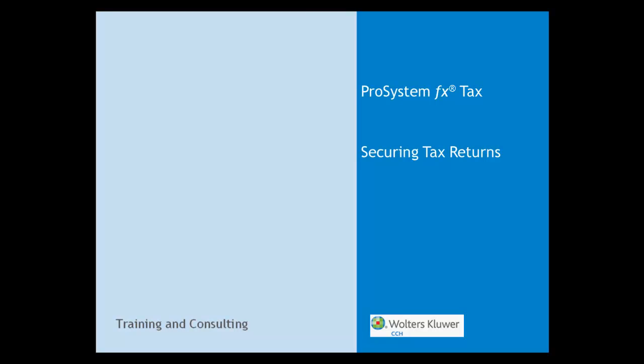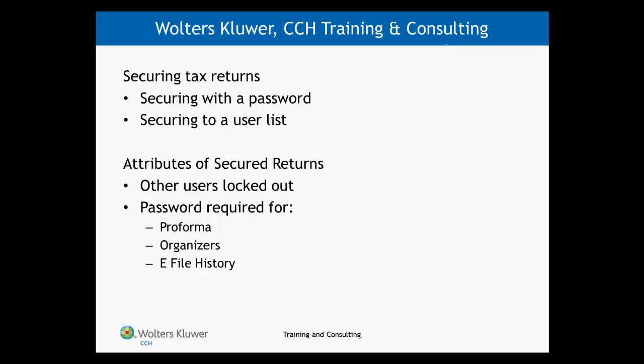Today I want to talk to you about securing tax returns. Our objectives for this segment will be to focus on how to secure returns and what happens once they are secured. We can secure returns with a password or by choosing which users have access to the return file. Once a return is secured, this locks other users out. The password will be required for the pro forma and organizer process, as well as viewing e-file history.